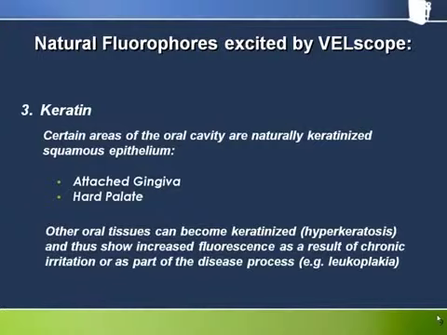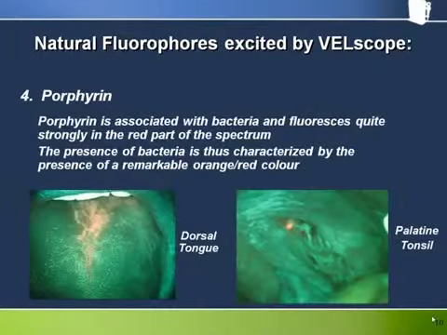Keratin is a structural protein that fluoresces when excited by blue light. Certain areas of the oral cavity are naturally keratinized squamous epithelium, for example the attached gingiva and hard palate. Other oral tissues can become keratinized, or hyperkeratosis, and thus show increased fluorescence as a result of chronic irritation, or as part of the disease process, for example in leukoplakia. All other things being equal, this keratin layer, if thick enough, can show up quite brightly under VELscope.